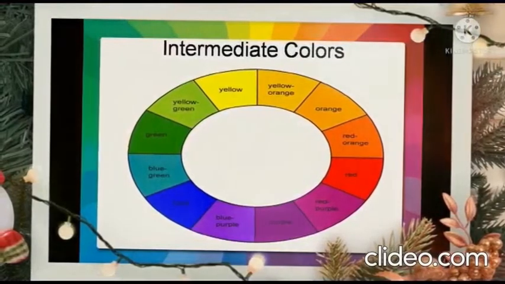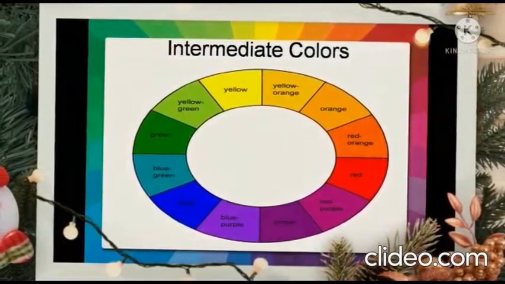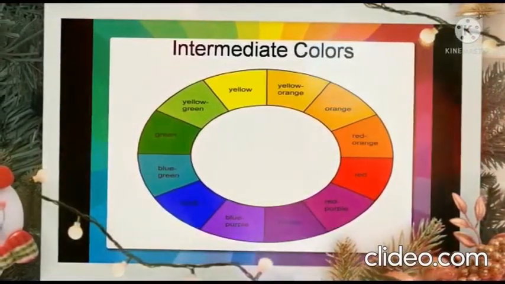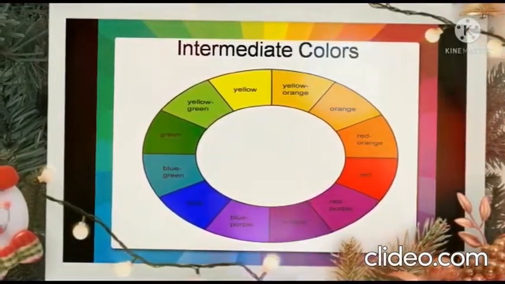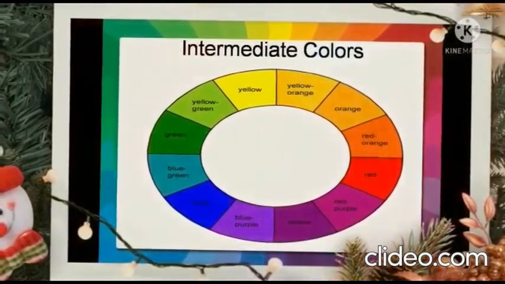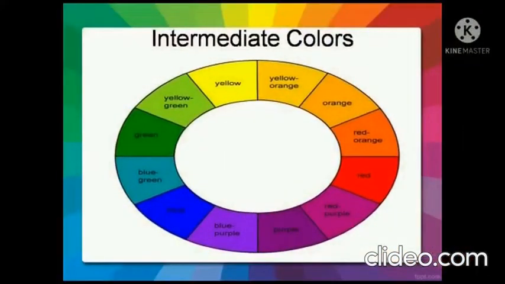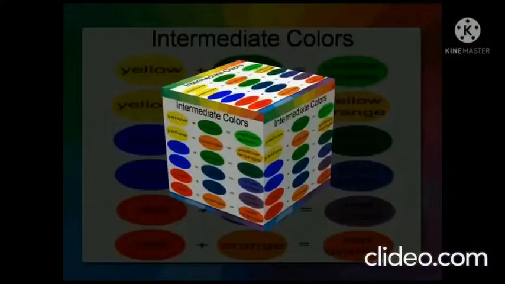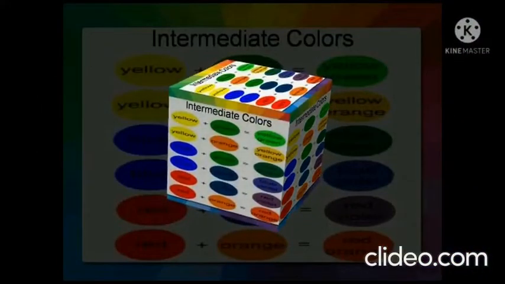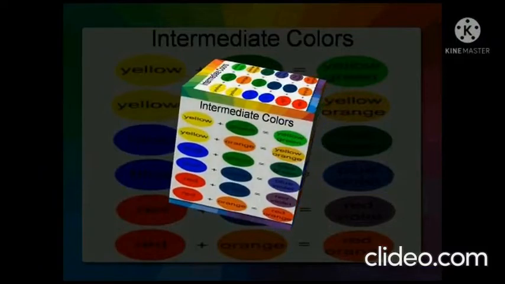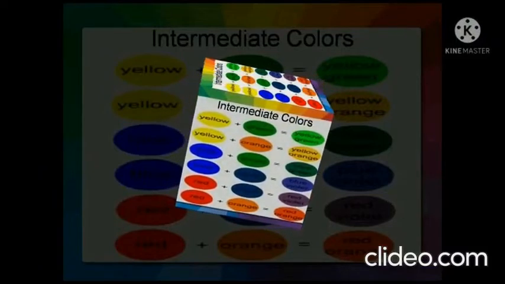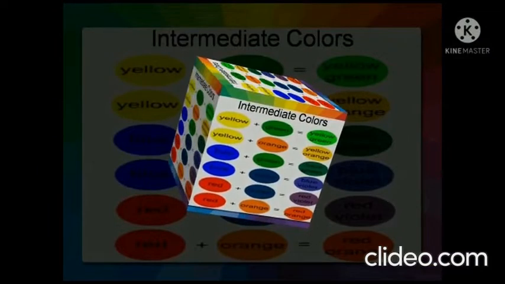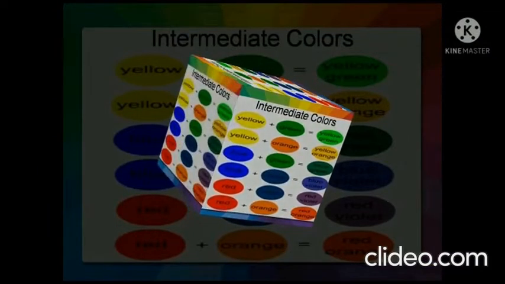Intermediate colors, or tertiary colors. When a primary and a secondary color are mixed together, the resultant is an intermediate or tertiary color. In appearance, the intermediate color is halfway between the two colors. There are six of these intermediate colors.